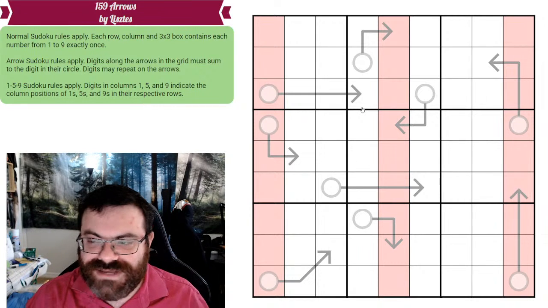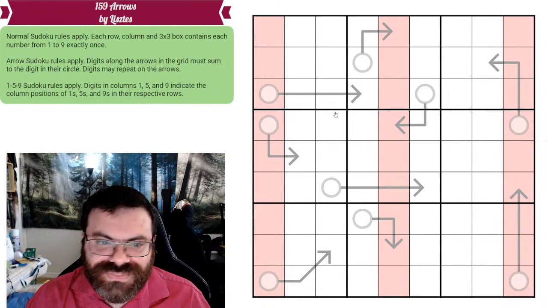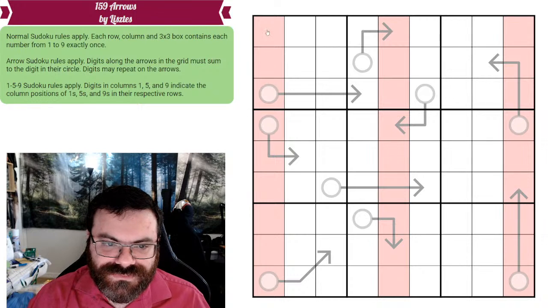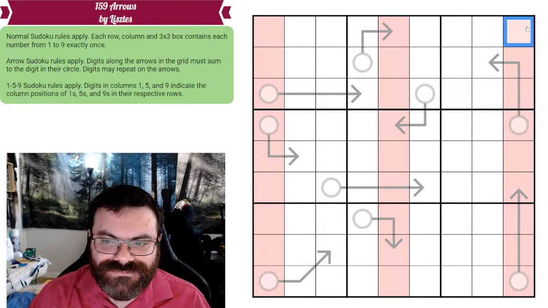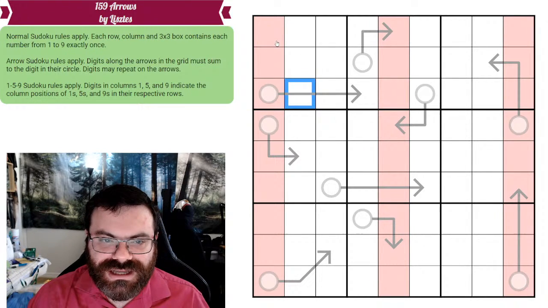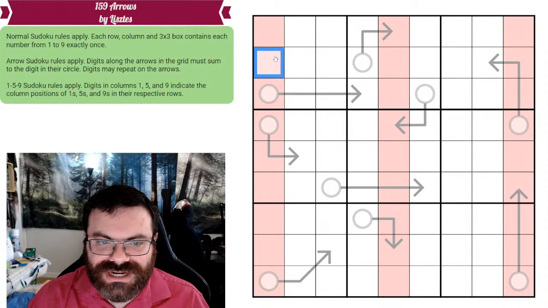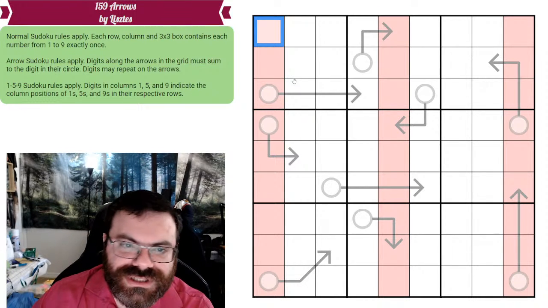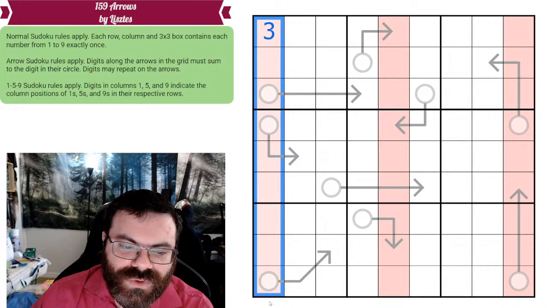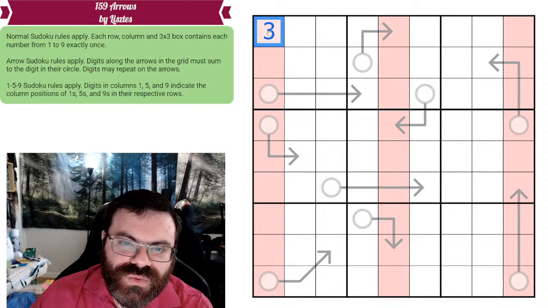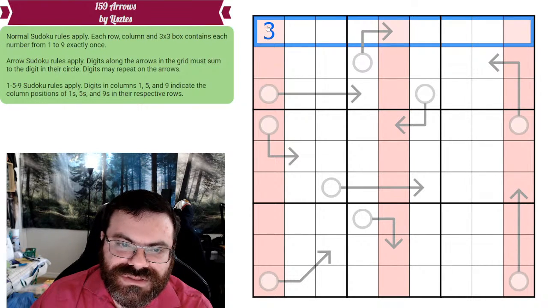And it's standard 159. So this is a little bit confusing if you haven't seen it before, but in the red columns 1, column 5, and column 9, whatever digit you put in there, like let's say I put a 3 in here. This 3, because it's in column 1, tells you where the 1 is in that row, and it's the third column in the row. So that forces a 1 to be here.